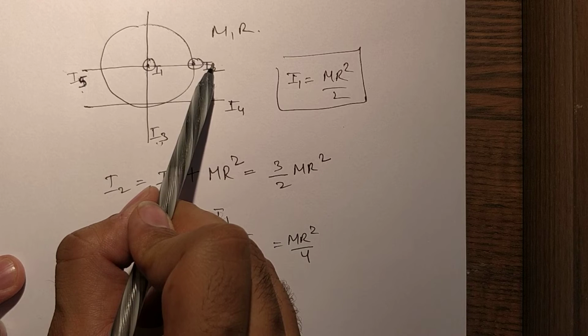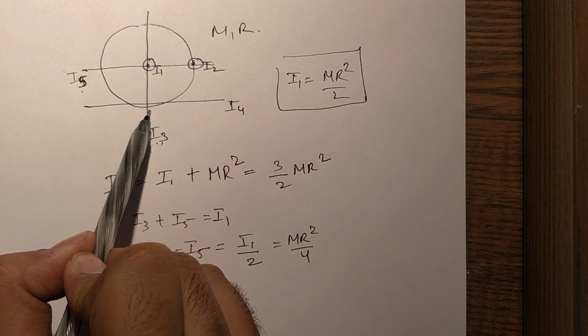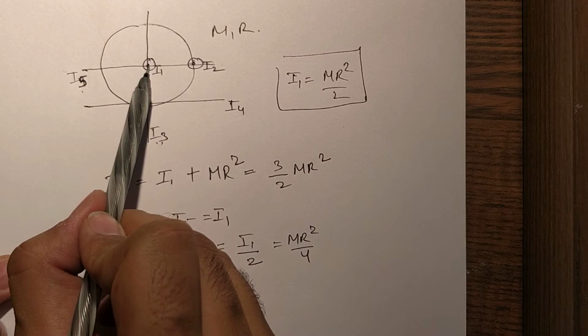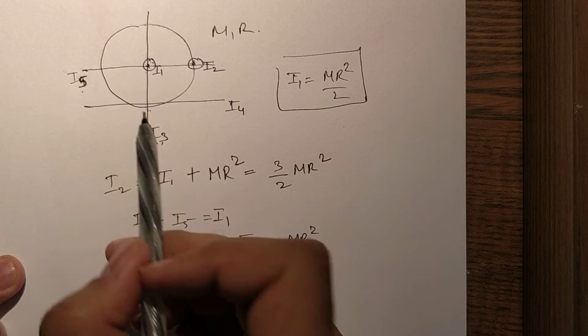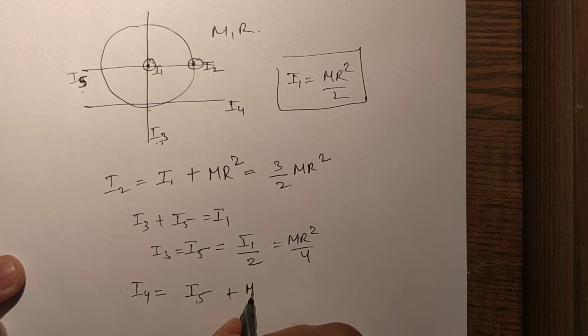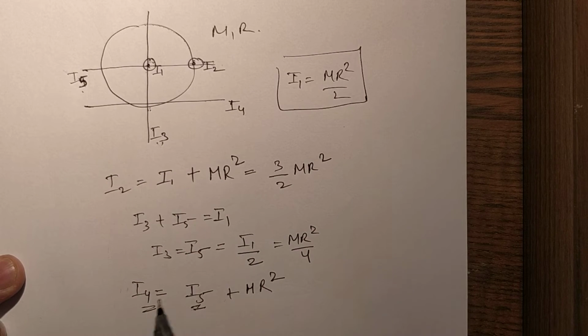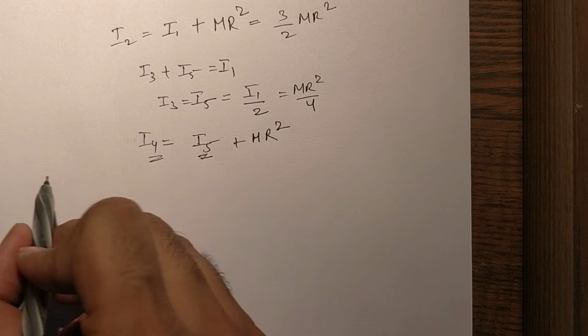Now the remaining is I4. If you know I5, again you can use the parallel axis theorem because this axis is passing through the center of mass. So I4 you can write as I5, which is an axis passing through the center of mass, and this is parallel to it, so plus md square, where d will be r. I can put the value of I5 here and I'll get the value of I4. So you can see that the problem becomes very easy if you remember some results and apply the perpendicular and parallel axis theorems correctly. So keep this in mind. Let's do a couple more problems.